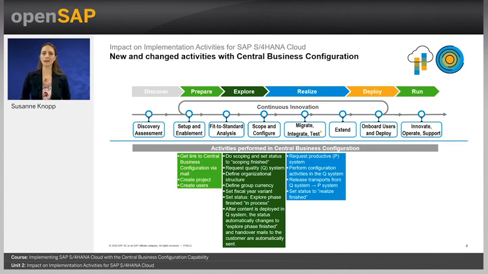The key part of the Realize phase is to do the configuration of business processes in the quality system. Or it's not only configuration, it's rather, let's say, fine-tuning, because all the pre-configuration of business processes is already available in your quality system, but now you can fine-tune those business processes to your individual needs. What you can also do in Central Business Configuration is release the transports from the quality system to the productive system. And at some point in time, you set the status to Realize phase finished.